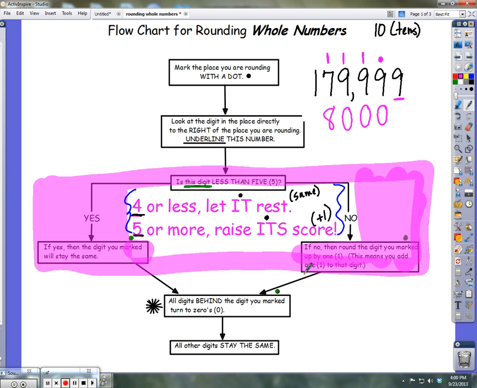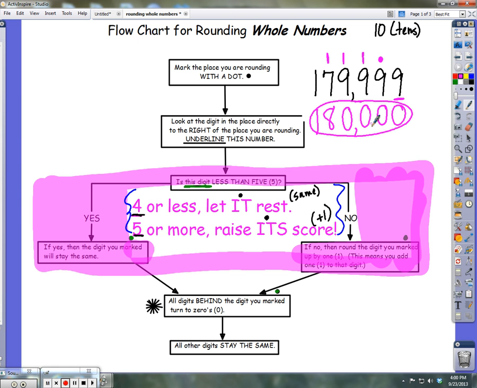And then I continue my flow chart. All digits behind, or to the right of, the digit you marked with the dot turn to zeros. So I have one digit, it turns to a 0, and all other digits stay the same, so the 1 stays the same. So 179,999 rounded to the nearest tens place would round to 180,000.